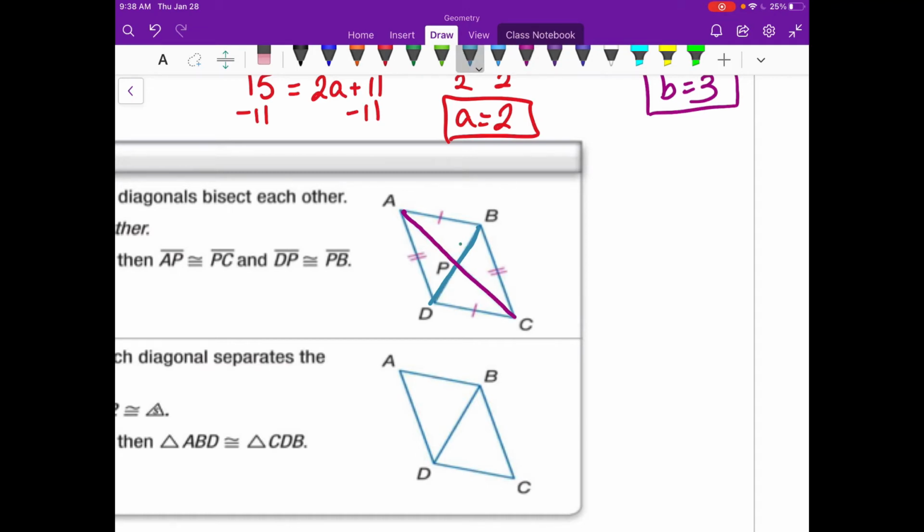So this half BP is equal to PD, and AP is congruent to PC because those halves were cut in half by the other diagonal.